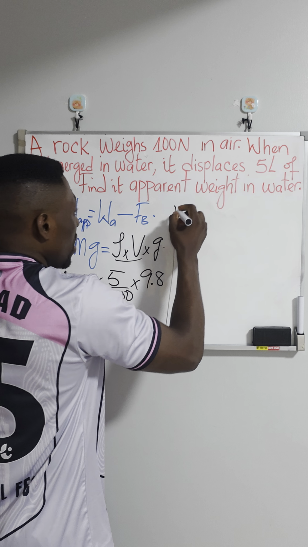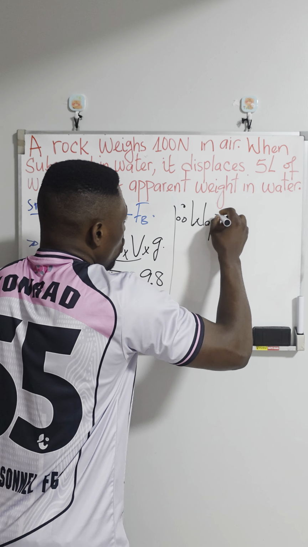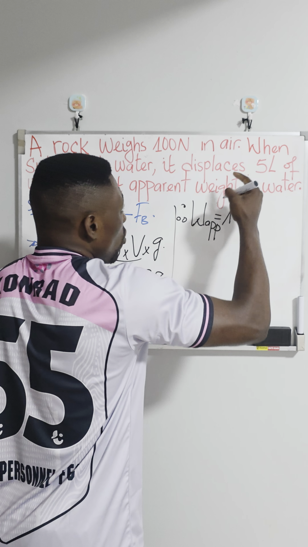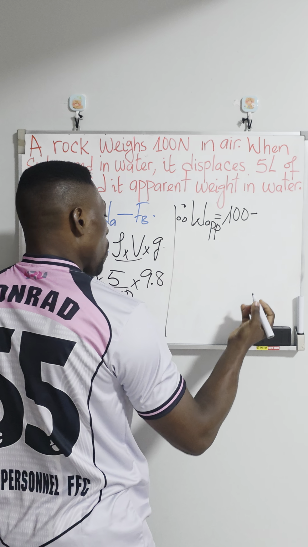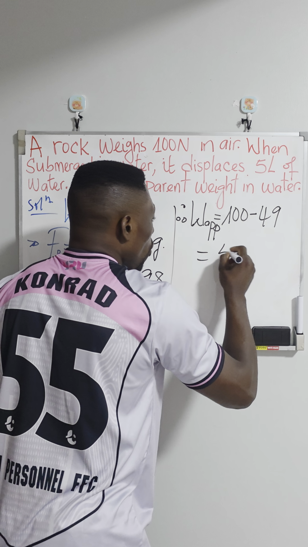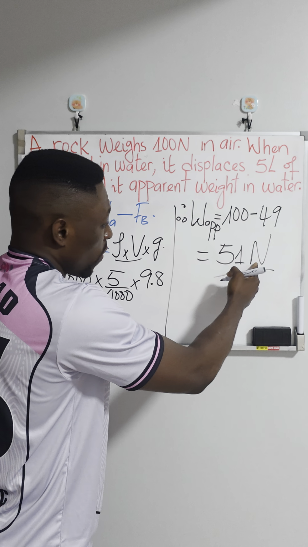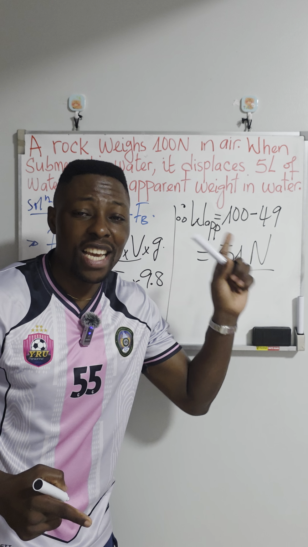What do we do next? We are almost done. Therefore, this apparent weight will be equal to the 100 Newton, the weight in air, minus the buoyant force, which is 49. And if you do this well, we should end with 51 Newton, because weight is also a force. So it should be expressed in newtons.